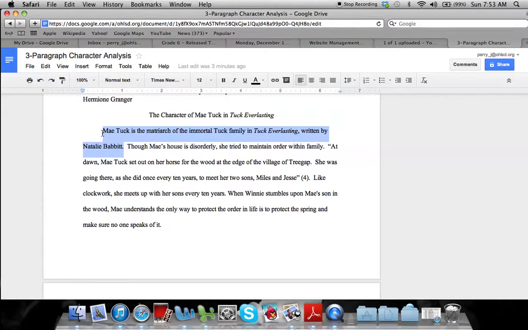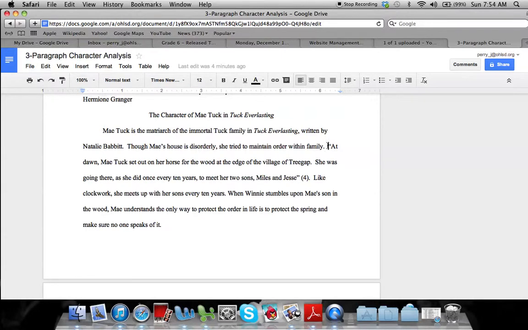May Tuck is the matriarch of the immortal Tuck family in Tuck Everlasting, written by Natalie Babbitt. Now I'm going to make a claim about this character right here in this sentence. Though May's house is disorderly, she tried to maintain order within her family. So her house is disorderly, but I'm claiming that she tries to maintain order within her family. But I have to support that. I can't just make a claim.